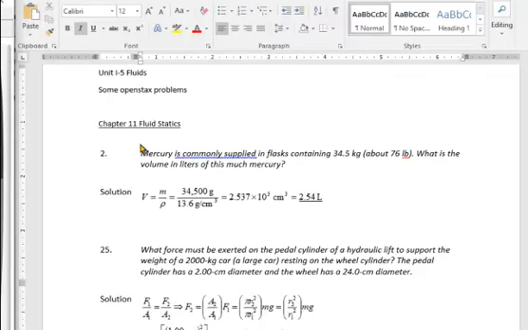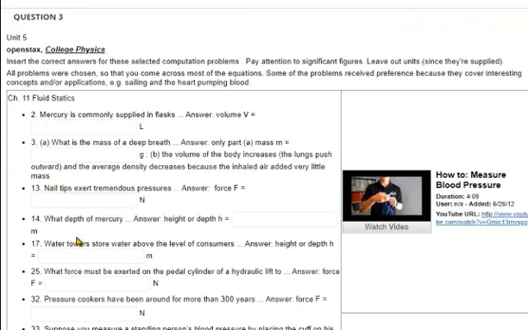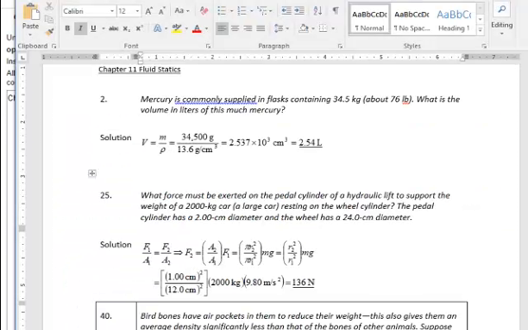All right, so here, what force must be exerted on the pedal cylinder of a hydraulic lift to support the weight of a 2,000 kilogram car, a large car, resting on the wheel cylinder? The pedal cylinder has a 2 centimeter diameter and the wheel has a 24 centimeter diameter.